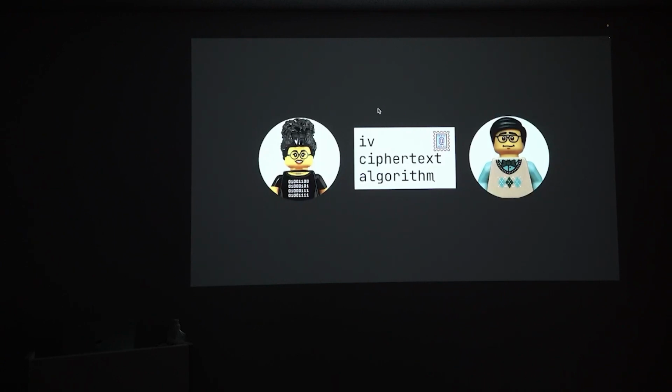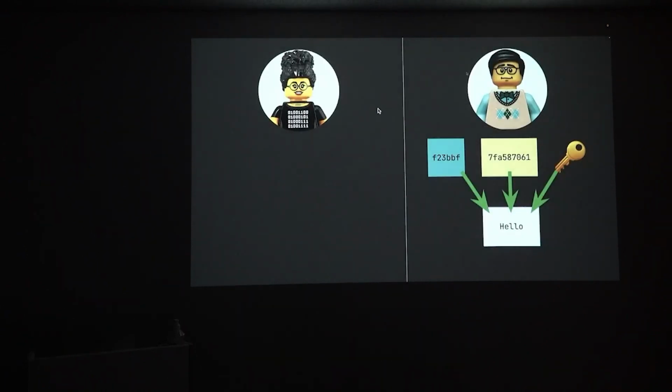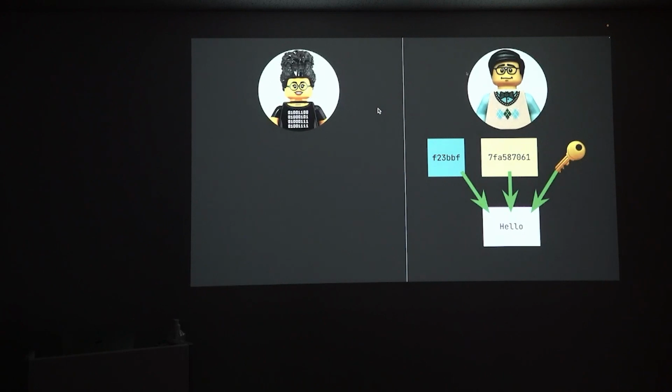And like I mentioned before, they both need to use the same algorithm, because you can't use one algorithm for encryption and a different algorithm for decryption. And then Bob can do the decryption and read the original message.